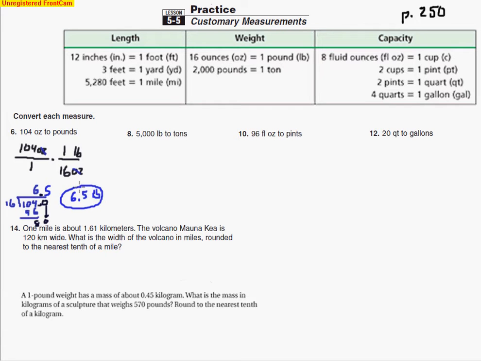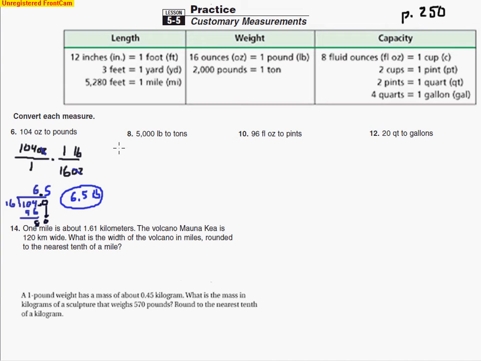So for this method, again, you just set up a multiplication of two fractions. The units that you want to cancel need to be diagonal from one another. If the number's on the bottom, you divide. If the numbers are on top, you multiply. So let's see what we do on this one.